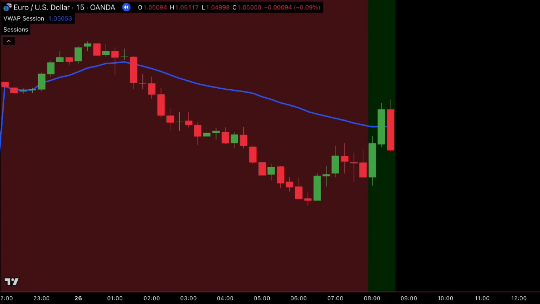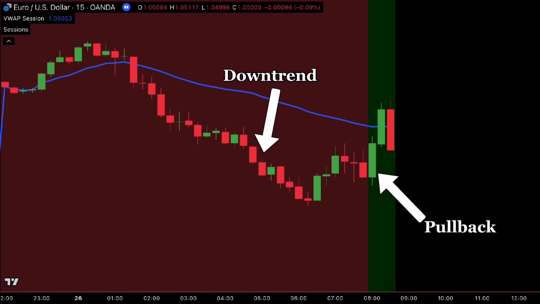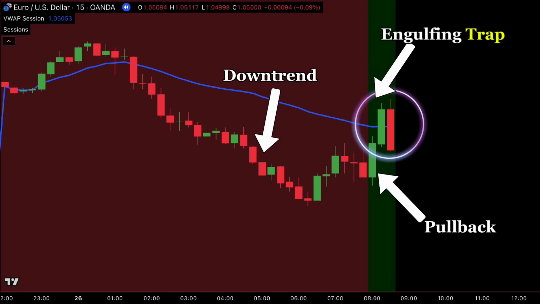Now look at another chart example. This is the Euro US dollar on the 15-minute chart. During the Asian session, the market was clearly trending down, and price was trading far below the VWAP, meaning it was in discount territory. Then, at the open of the London session, the market starts pulling back toward VWAP, right back to fair value. Now watch this. As price reaches the VWAP, it gets rejected. But this time it forms a clear engulfing trap. This candle wipes out the previous bullish candle, traps breakout buyers, and signals a high probability sell trade.